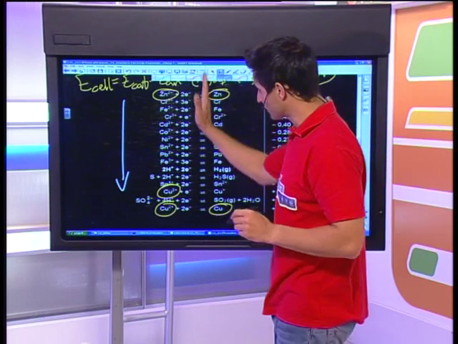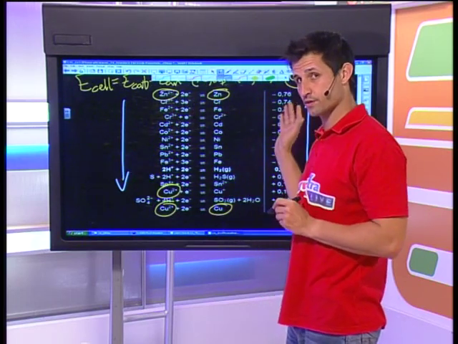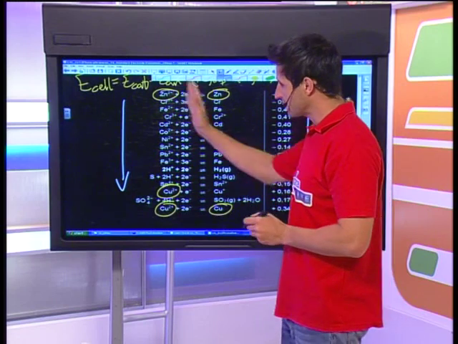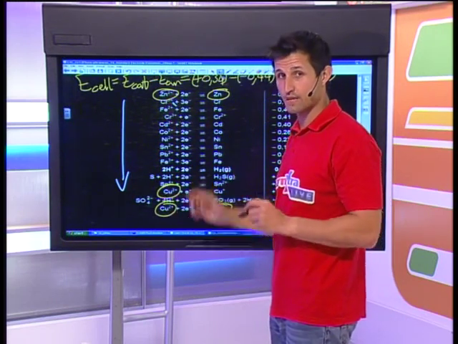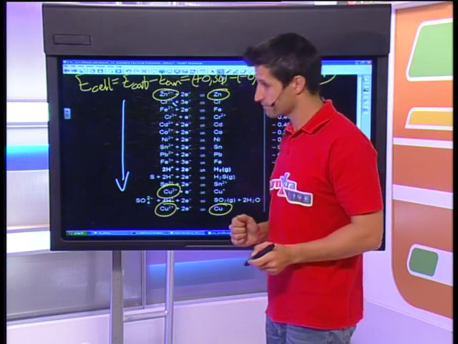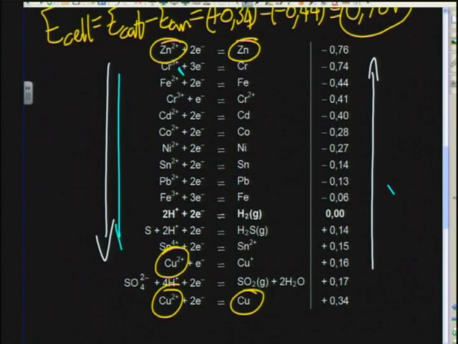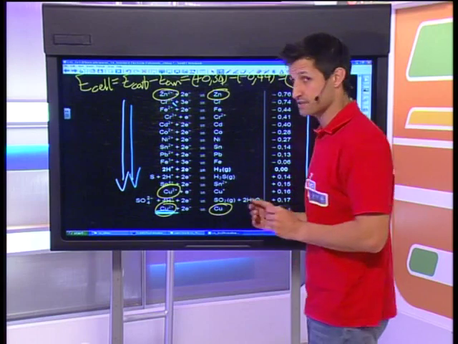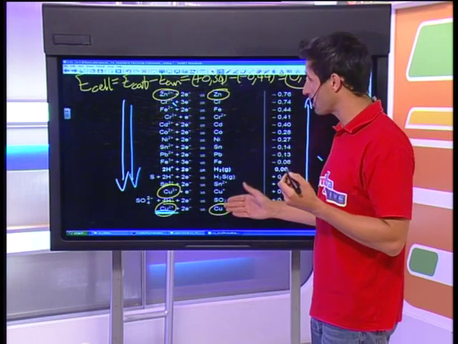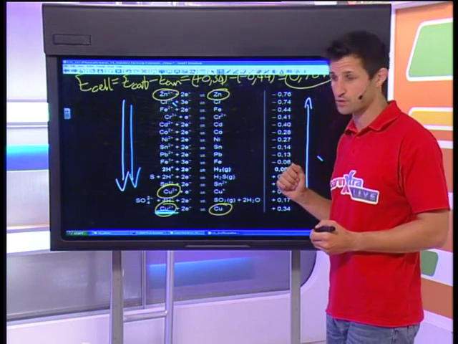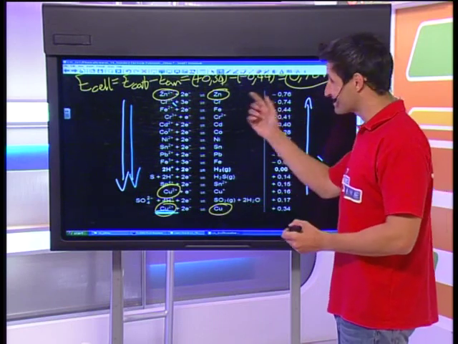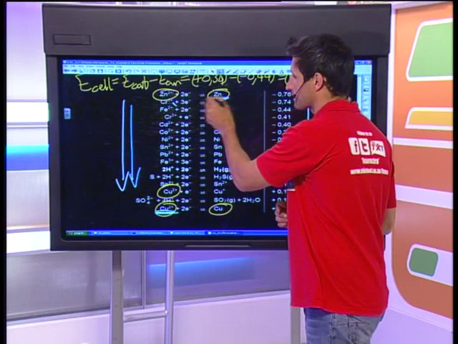Once again, you've got to choose one on the left, and you've got to choose one on the right. So on the left, I've got zinc 2 plus, I've got copper 2 plus, and copper 2 plus. Which one is going to win the race? Now look at my arrow over here. The arrow tells me to look at the bottom for the best one. Copper 2 plus. On the right-hand side, which one's going to win? Copper or zinc? Once again, I look at my arrow. My arrow tells me which one to choose. So out of copper and zinc, that tells me to choose zinc.